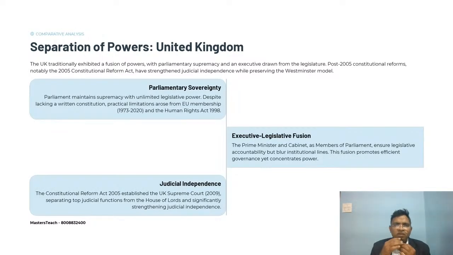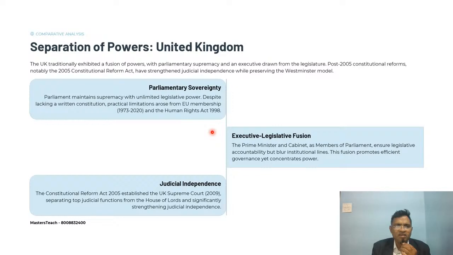Okay, so separation of powers in the United Kingdom. Parliamentary sovereignty is there. Parliament maintains supremacy with unlimited legislative power, despite the UK lacking a written constitution. Practical limitations arise from European Union membership, between 1973 and 2020, and the Human Rights Act 1998.